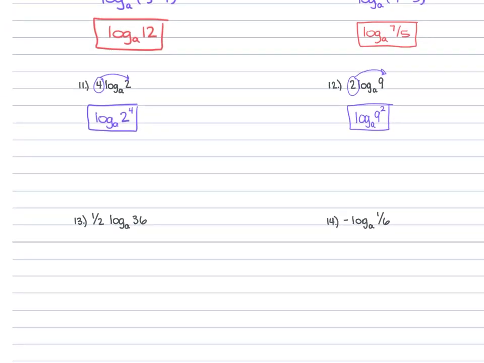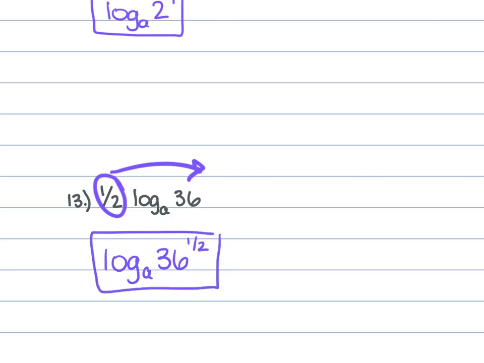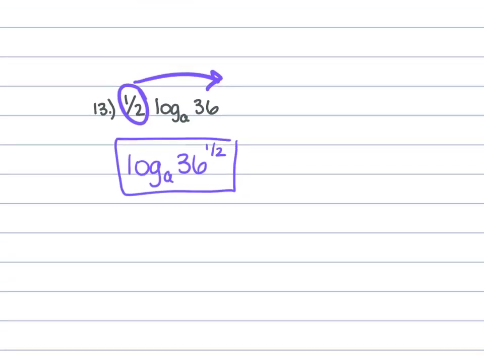For 13, we have 1/2 log a of 36. So this 1/2 is going to become the exponent on the 36. So we have log a of 36 to the power of 1/2. We can also rewrite this as log a of the square root of 36, same thing. So log a of the square root of 36, that's fine as well.